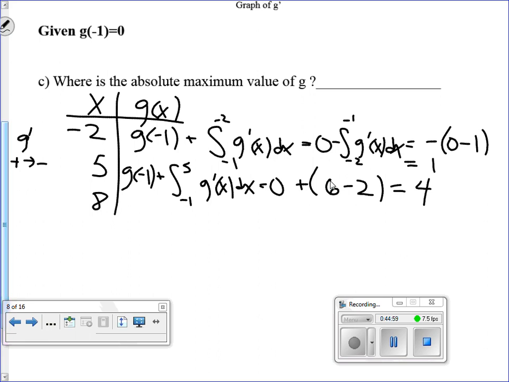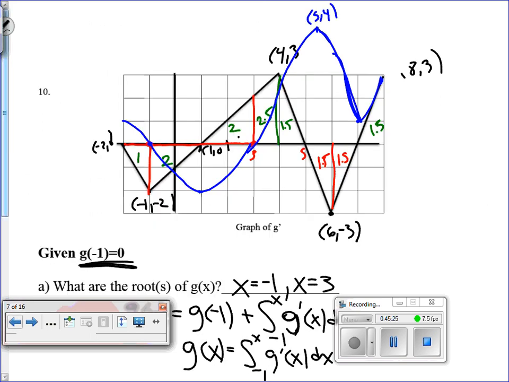And finally, we got to get g of 8. So again, we'd start with g of negative 1. That was the point we were given. We'd add the change from negative 1 to 8 by integrating the derivative. So now we got to do area above minus area below between negative 1 and 8. So the area above, I'm going to go back to that other one. We already had the 6 in here, and now we have another 1.5. So we have 7.5 above. Let's write that down. 7.5 minus the area below.